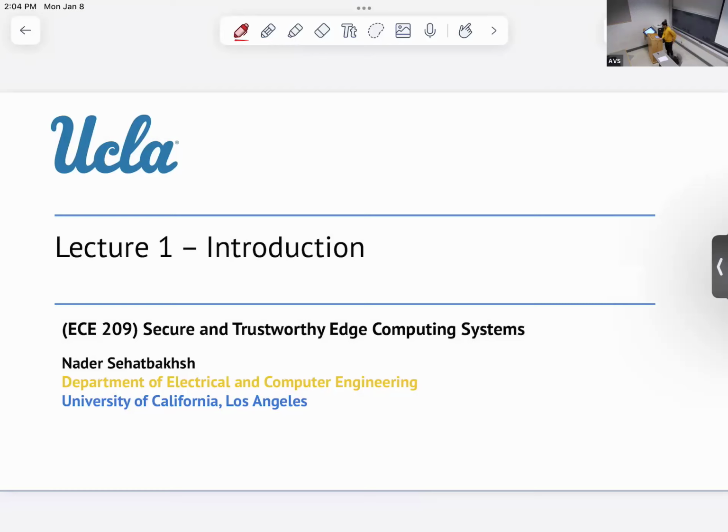So this quarter I'm going to teach this course called Secure and Trustworthy Edge Computing Systems. We're going to apply for a permanent course number for this, and I'm thinking about actually changing the number, making it maybe a little bit shorter. But anyway, the general idea of the class is talking about various different topics in IoT security.